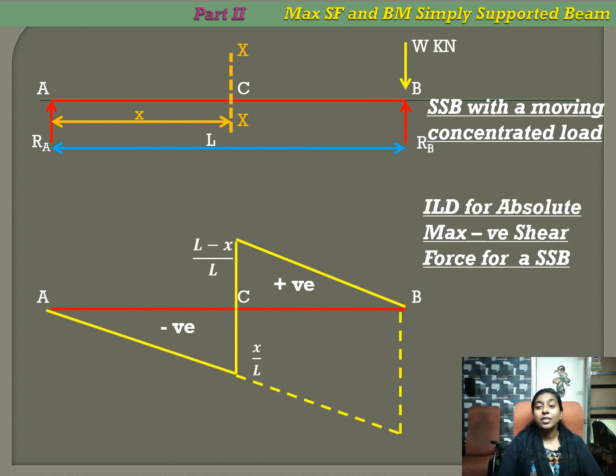So for absolute maximum negative shear force, we are moving our section from C towards B. So when we are moving our section from C towards B, the positive shear force value becomes 0. That is, x becomes L. So our positive shear force value becomes 0 at B and the negative shear force value becomes 1. That is, the ordinate at B becomes 1. So this will be our condition for absolute maximum negative shear force.